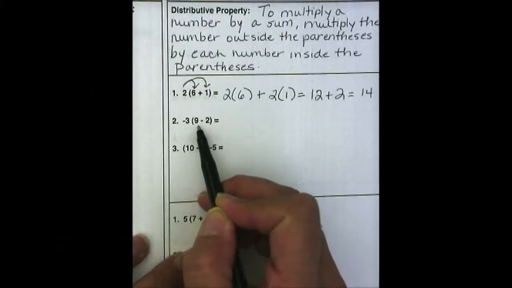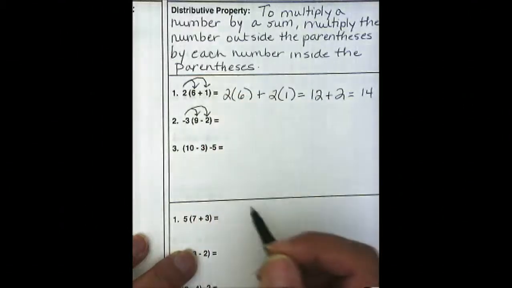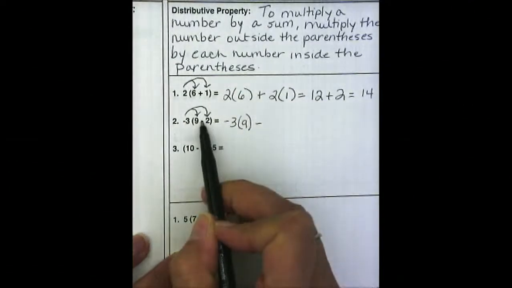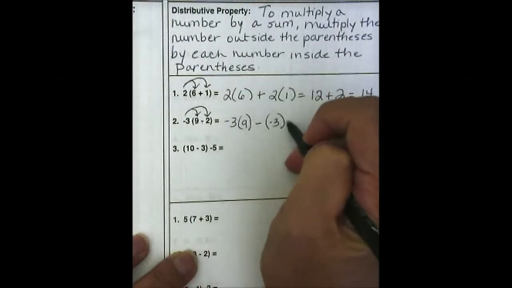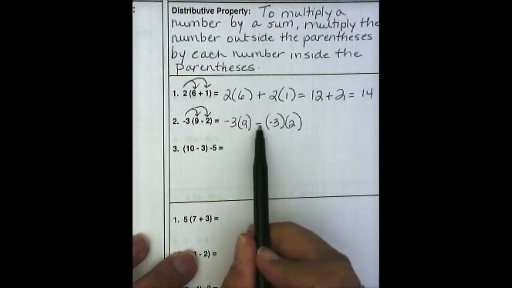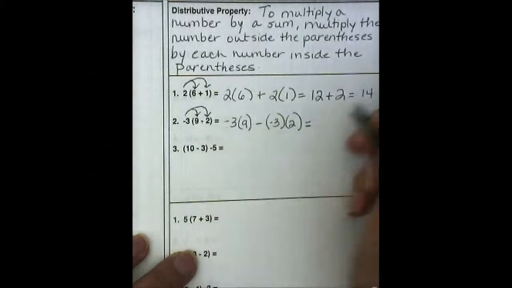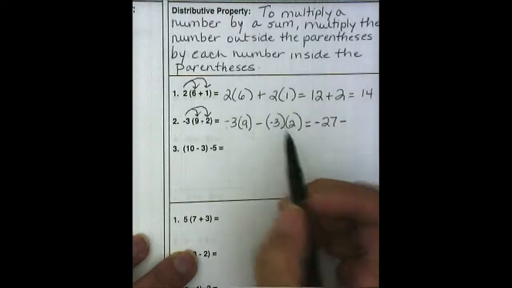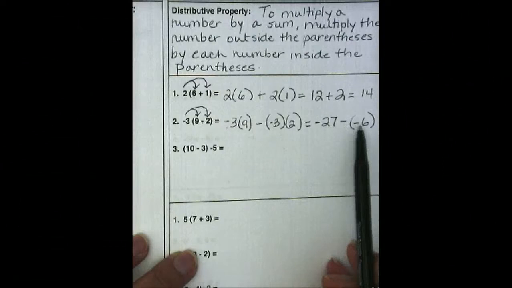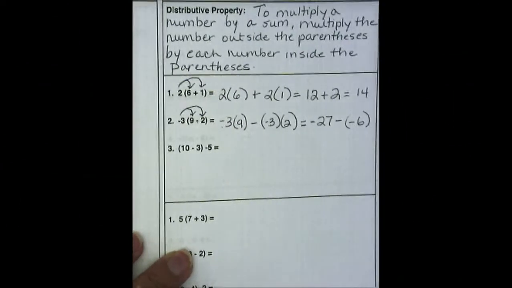Negative 3 times the difference of 9 minus 2. So we'll take what's outside and multiply it by each number inside. So negative 3 times 9 minus, this time because we have a subtraction, negative 3 times 2. Now keep in mind that we always put that negative in parentheses when it comes after a subtraction or an addition. It makes it easier not to get confused. So negative 3 times 9 is negative 27 minus negative 3 times 2 is negative 6. This is an acceptable answer for my pre-AL students, but it is not the best answer, and I want you to work real hard in getting the best answer.